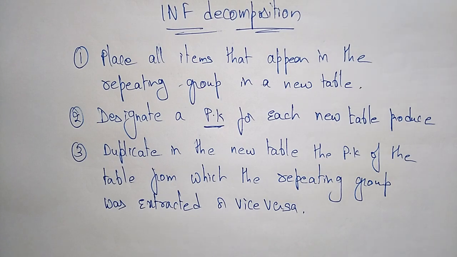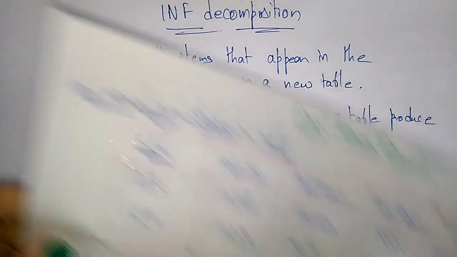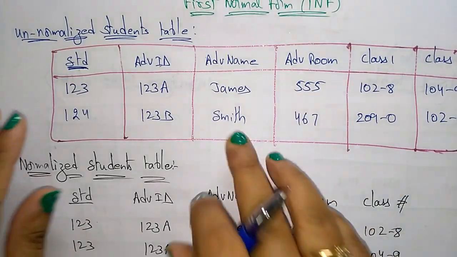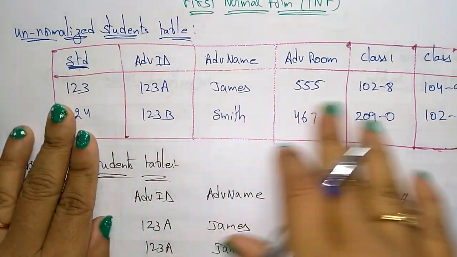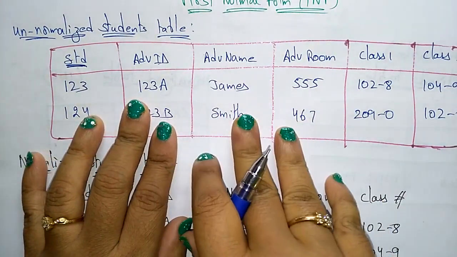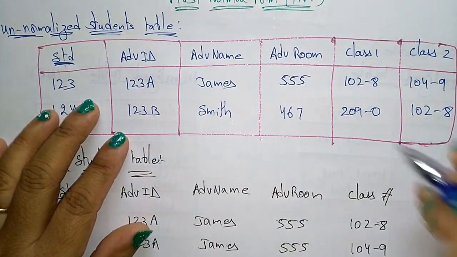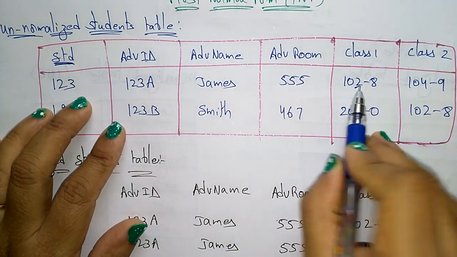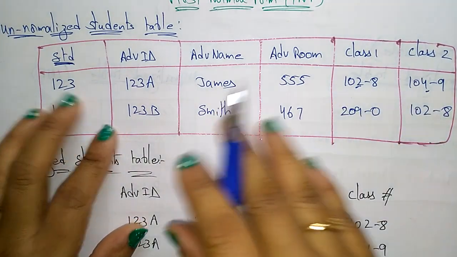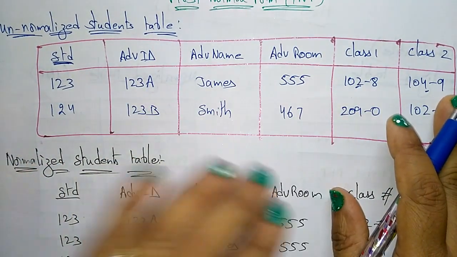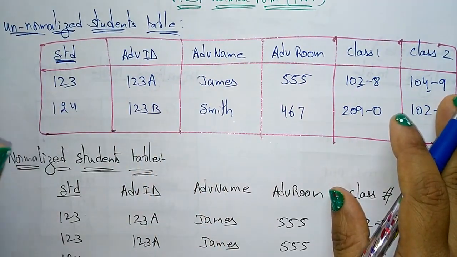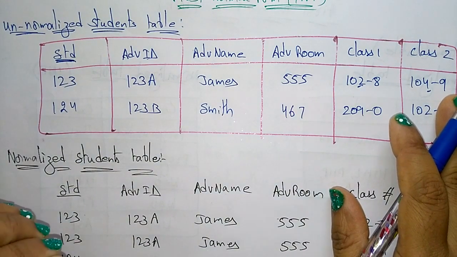So let's see some examples, then you will understand how we make a relation into first normal form. Here I have taken one example. This is an unnormalized student table, which means a redundant data is there. A student is holding different redundant data. He is holding the class 1 information as well as the class 2 information. So it is a table consisting of redundant data. If you want to reduce this redundant data, you have to apply normalization.